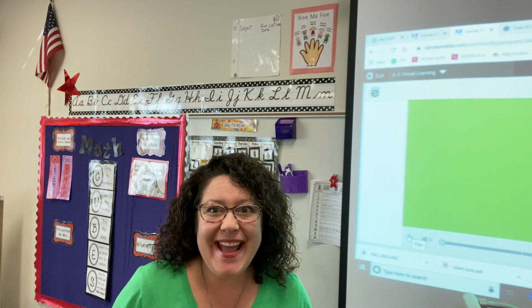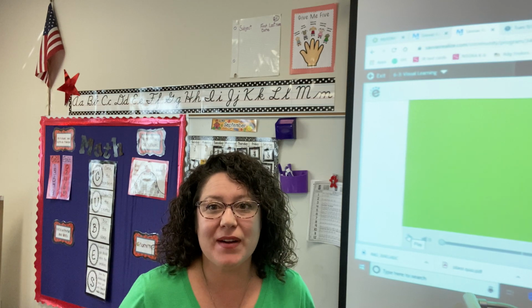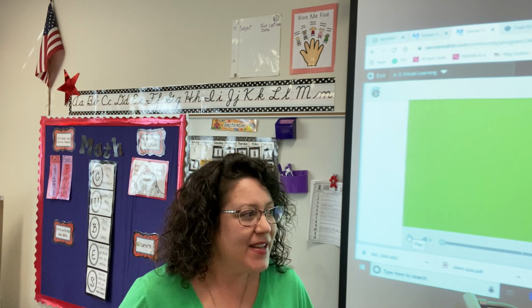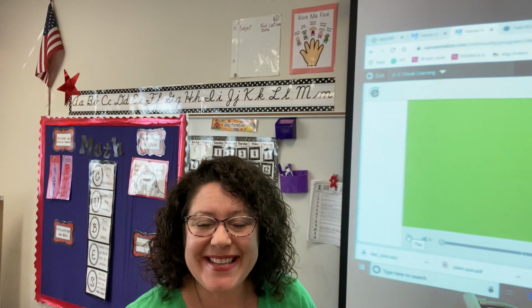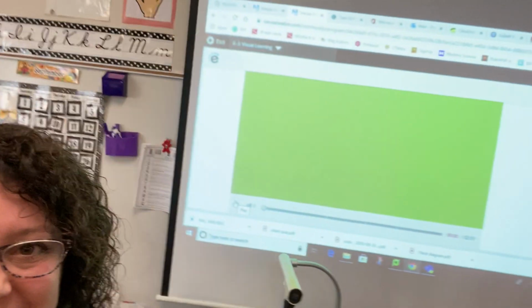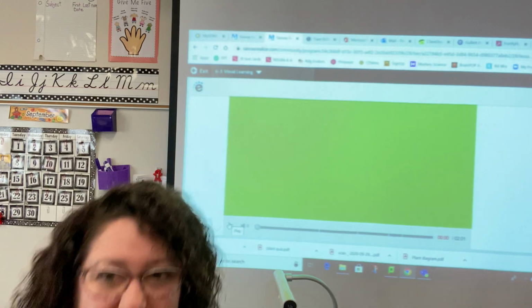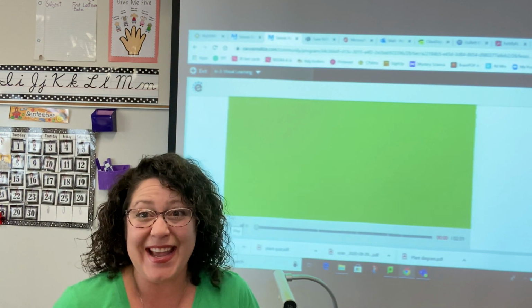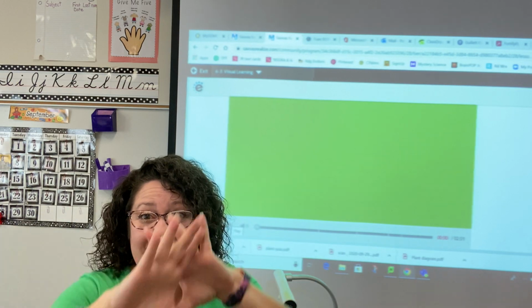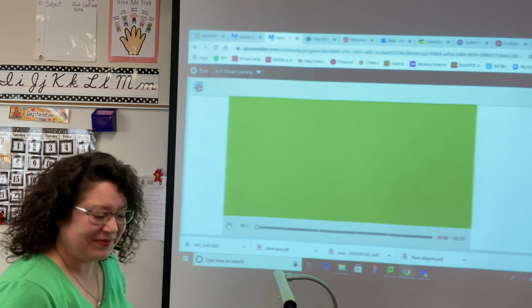Math for Monday, yay! We are going to continue on with our lessons on area. So let's turn to page 218. Now remember, area is the inside space, not the outside, not like a fence. It's all the inside space. That's why they call it an area rug, because it's how big the inside space takes up. So let's keep on learning.